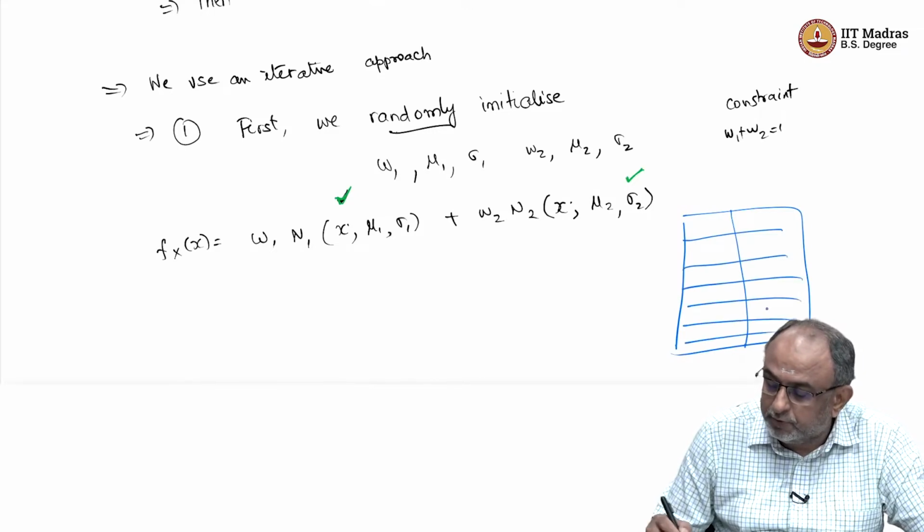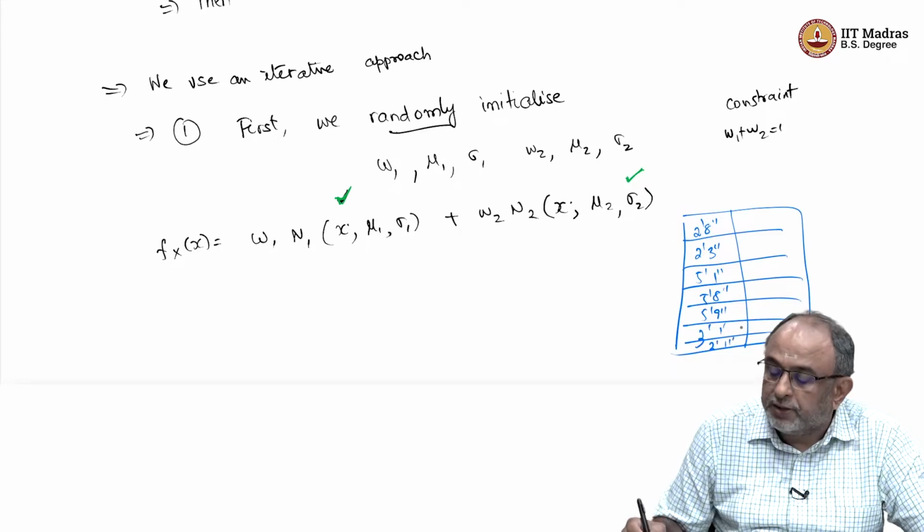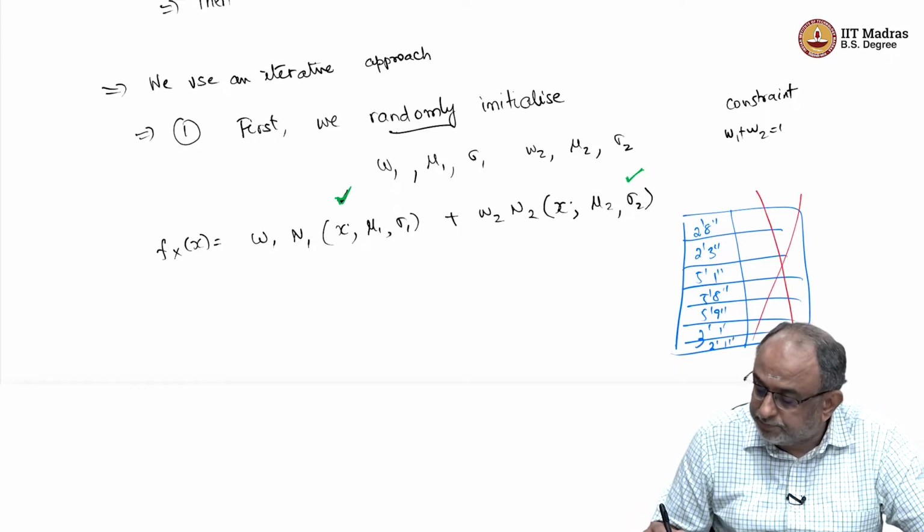2 feet 8 inches, 2 feet 3 inches, 5 feet 1 inch, 5 feet 8 inches, 5 feet 9 inches, 3 feet 1 inch, 2 feet 11 inches. Here that label information is missing.